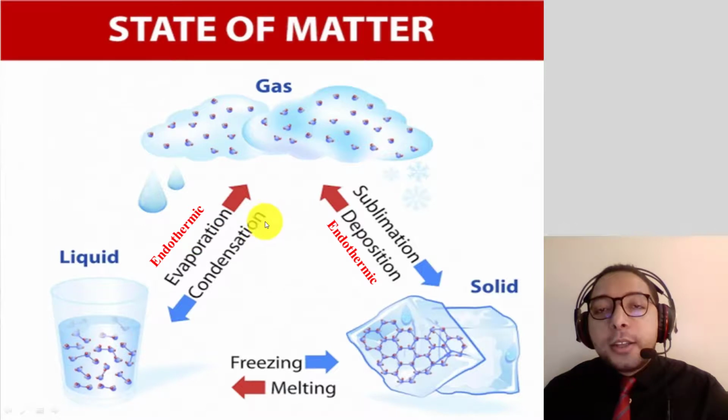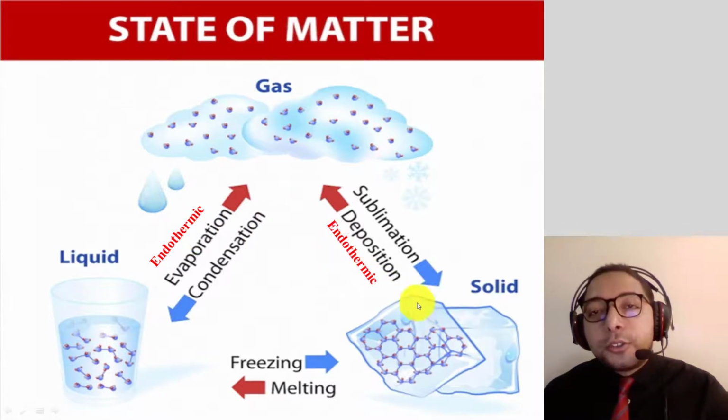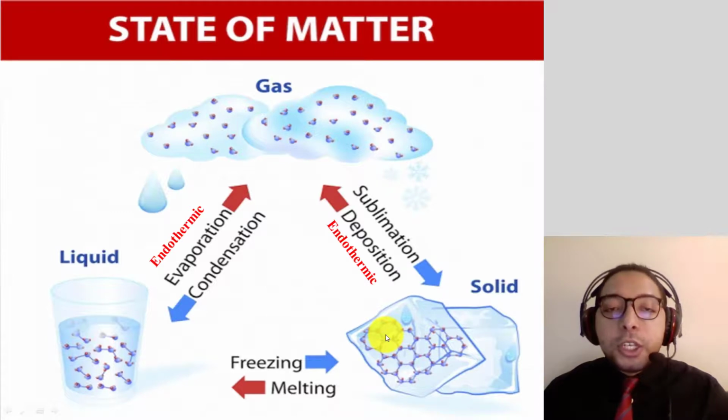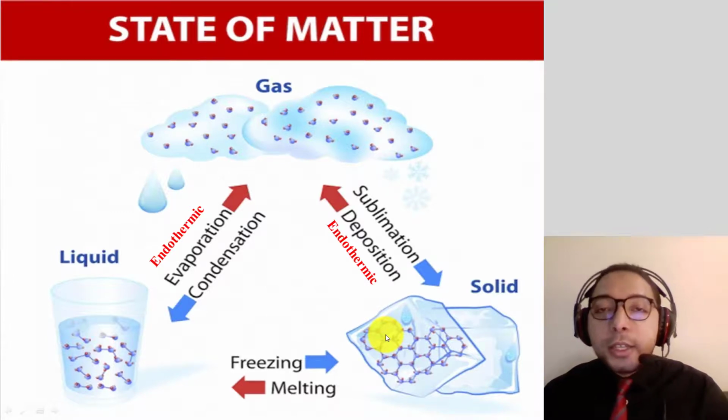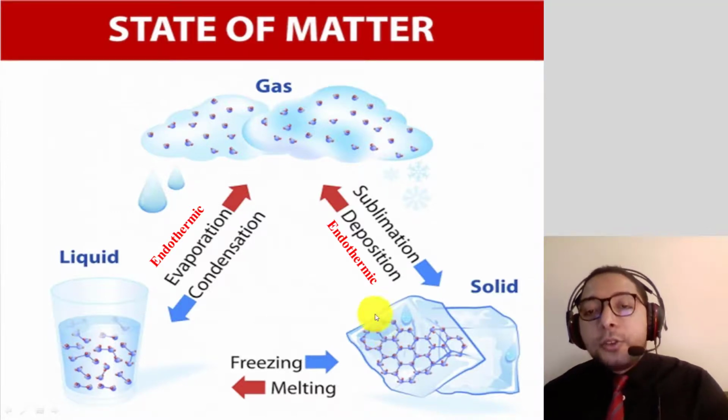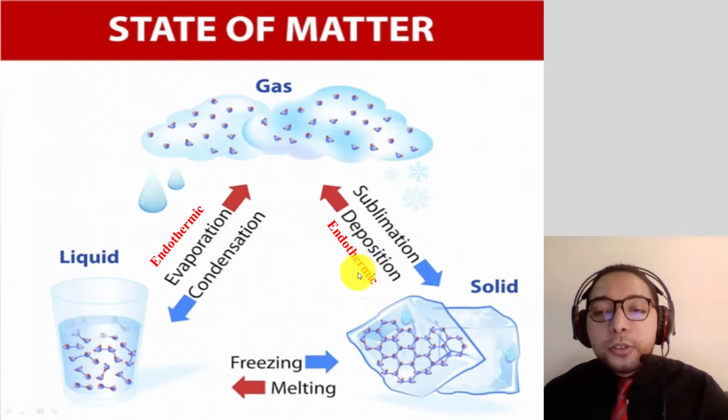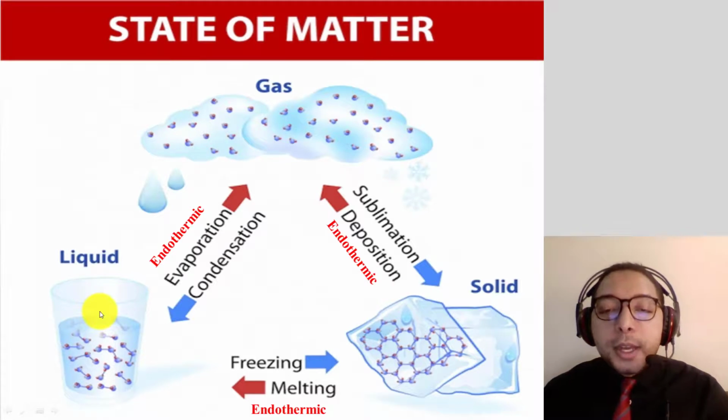On the other hand, in order to change a solid to gas, we heat the solid. And some solids don't change into liquid, but change directly into gas, like dry ice. So that's an endothermic process. And from solid to liquid, in order to melt ice, we give it energy, so that's an endothermic process.